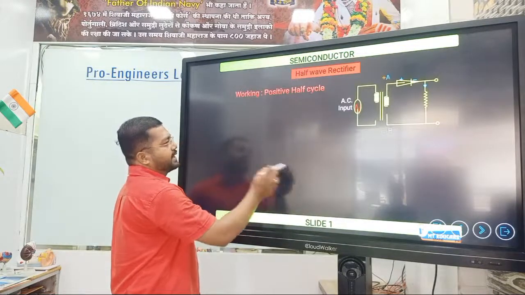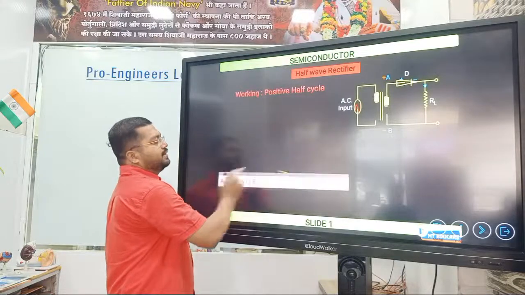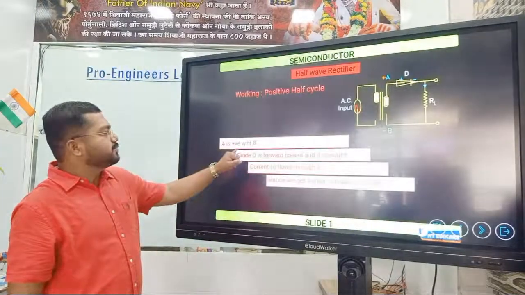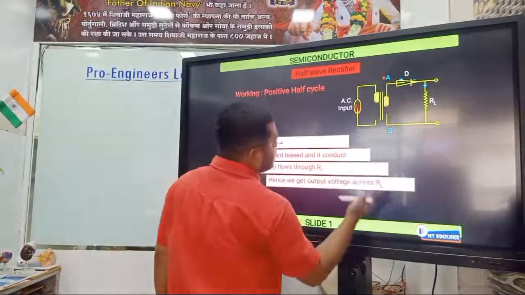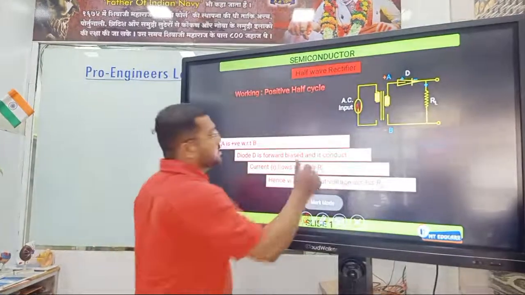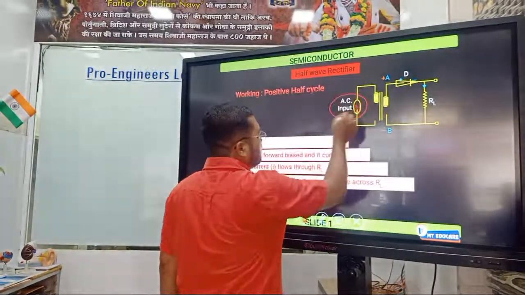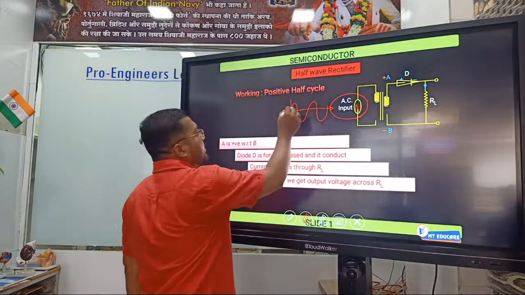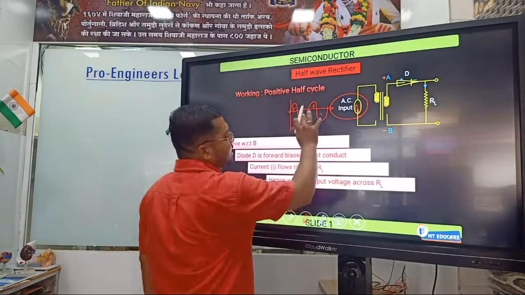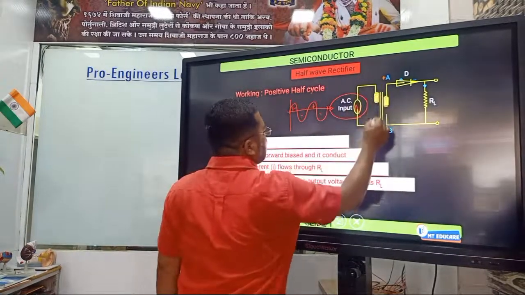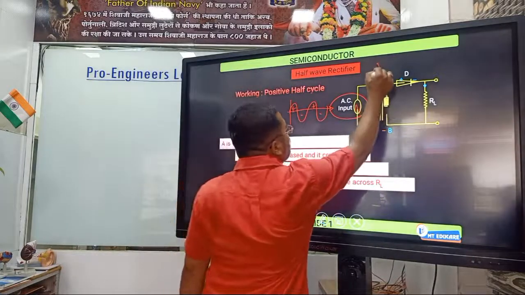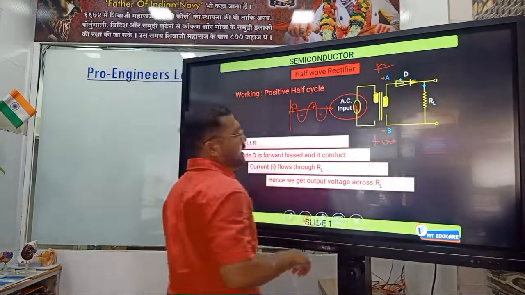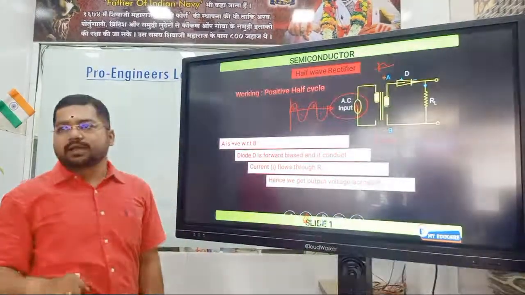Working for positive half cycle. When we are giving positive half cycle, A is positive with respect to B. We'll see where A and where B is. From here we are giving this input, right? It has positive and negative half cycles in AC. Initially it will conduct for positive half cycle. It means here we have positive half cycle and here we have negative half cycle. These are the two terminals of the transformer.